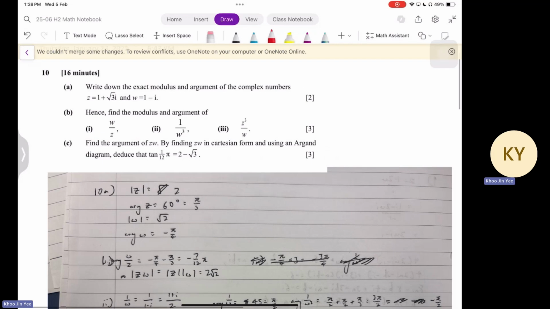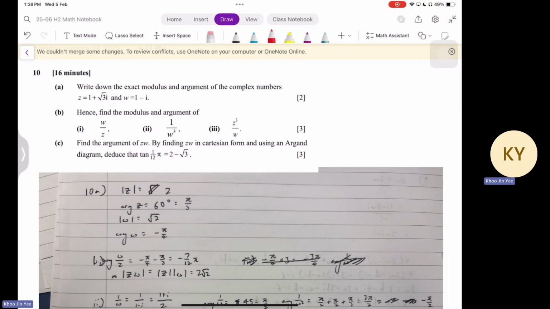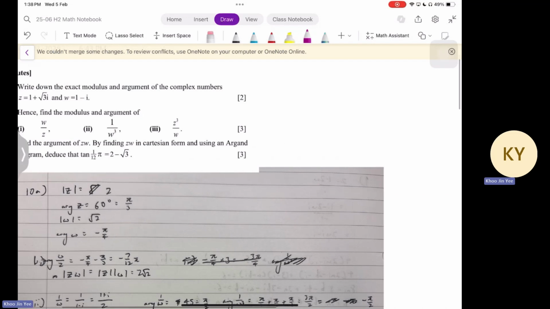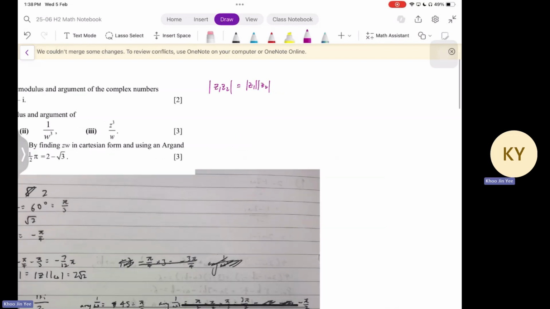Now part B is the one where we need to make use of the properties of argument and modulus. So what are the properties? We have z1, z2. The modulus of a product is the product of the moduli, and the modulus of a quotient is the quotient of the moduli. So you can distribute your modulus like that, like the conjugate.